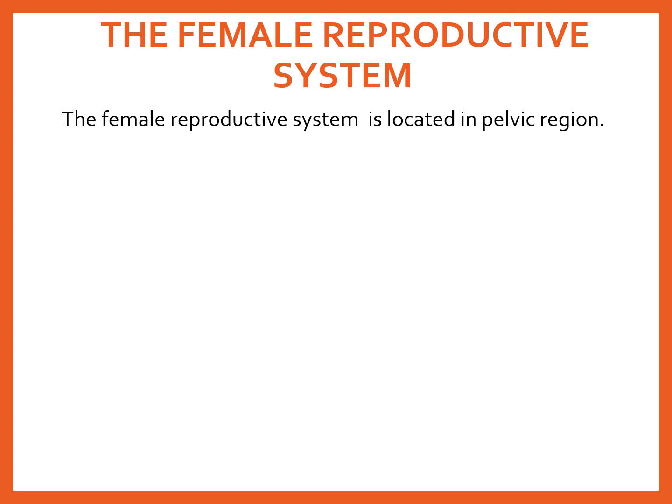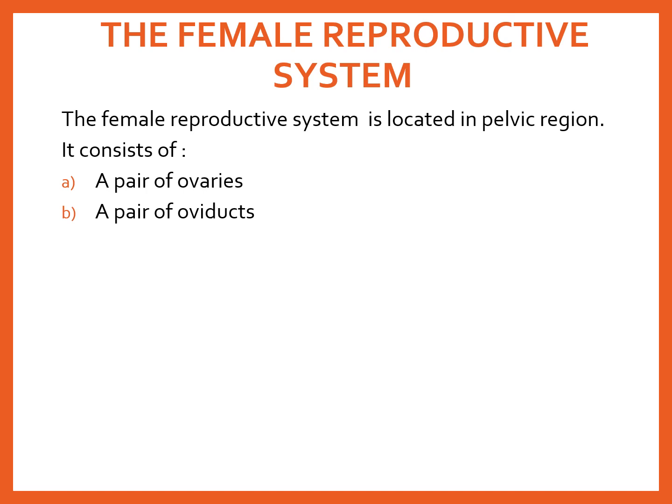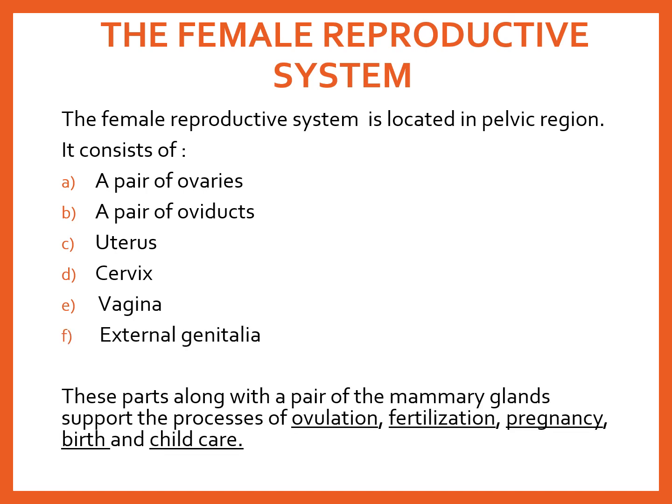So like the male reproductive system, the female reproductive system is also located in the pelvic region. It consists of a pair of ovaries, a pair of oviducts, uterus, cervix, vagina, external genitalia. These parts, along with a pair of mammary glands, support the process of ovulation, that is formation of ovum, fertilization, that is fusion of male and female gamete, pregnancy, birth, and childcare.